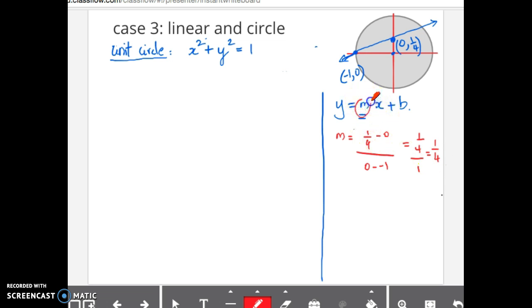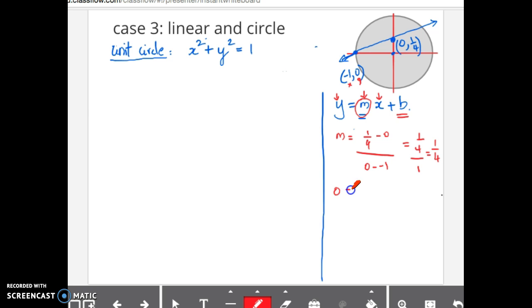So after you find the slope, you have to use one of these points to plug in for y, and the slope 1/4 you will plug in for m, and you will plug in for x. Let's use this, this is the easy point. This is our x and this is our y. Let's plug back into this equation to find b.